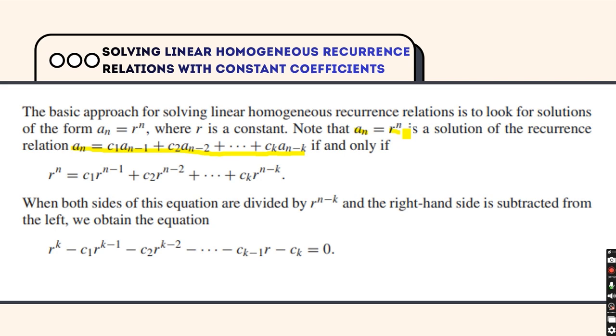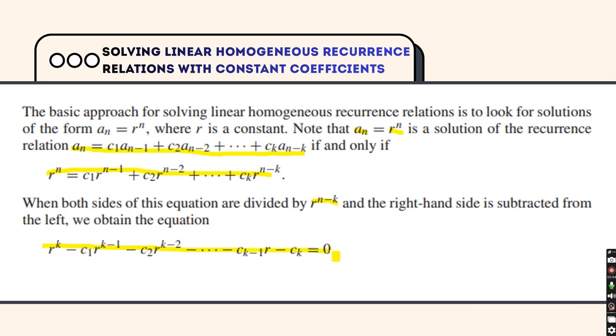And then after substituting the value of a_n with r^n, we have derived this type of equation wherein we replace every term with a power of r. So every a_n should be replaced with a power of r. And then after that we will divide both sides by r raised to the power of n minus k. This removes all the exponents involving n, leaving only powers of r. So after dividing, we will get this equation.